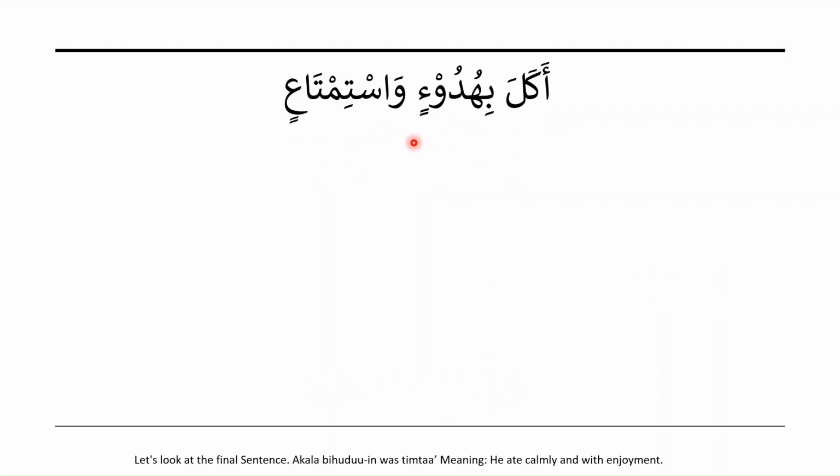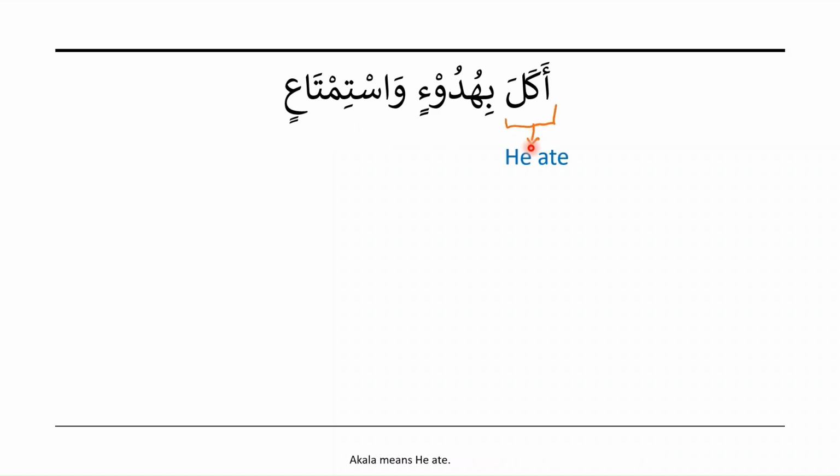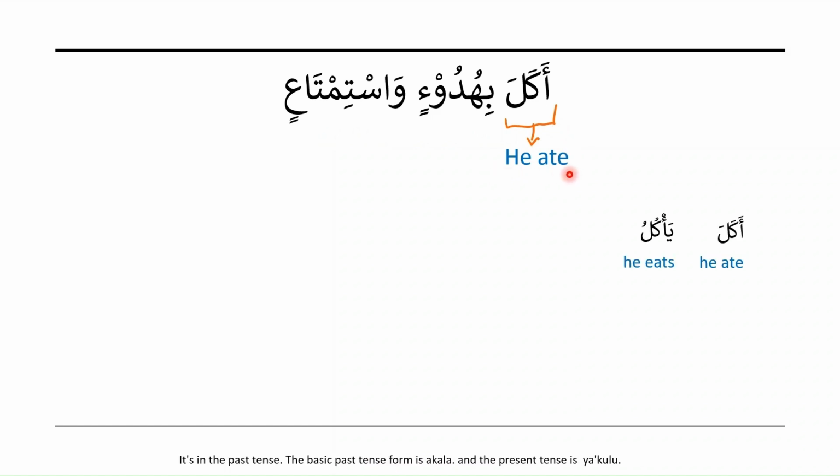Akala bihudu'in wastimta', meaning he ate calmly and with enjoyment. Akala means he ate. It is in the past tense. The basic past tense form is akala and the present tense is ya'kulu.